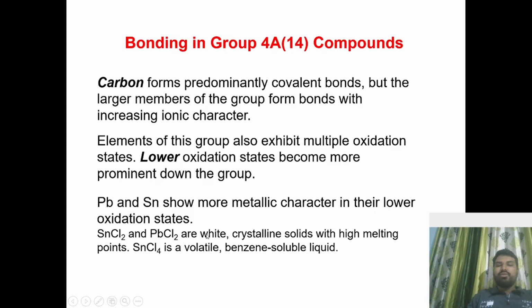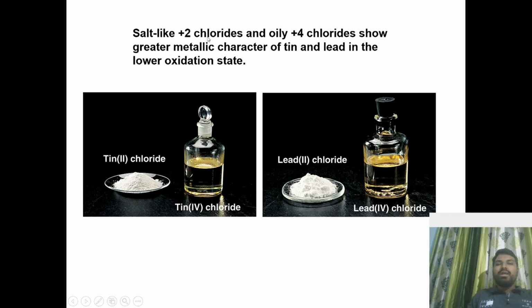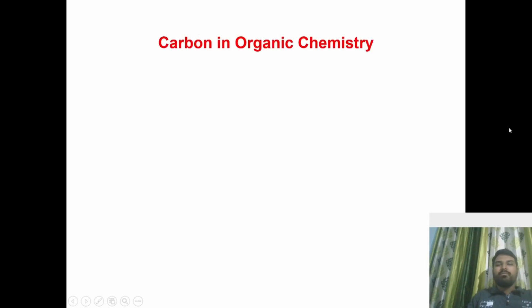SnCl2 and PbCl2 are white crystalline solids with high melting point. SnCl4 is a volatile benzene-soluble liquid. Salt-like +2 chlorides and oily +4 chlorides show greater metallic character of tin and lead in the lower oxidation state. See, lead 2 chloride and tin 2 chloride, tin 4 chloride and lead 4 chloride. These are the properties. This is powder form and this is in liquid form.